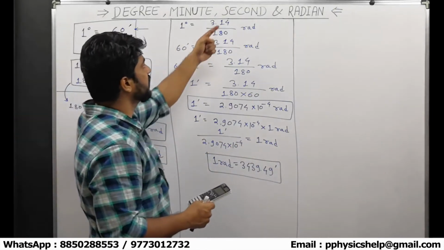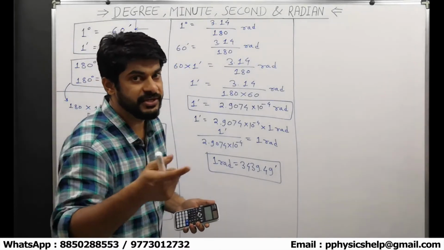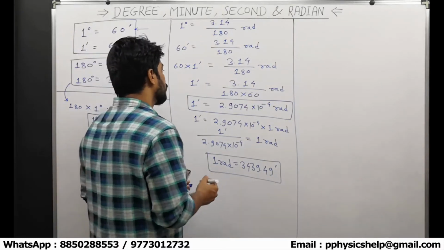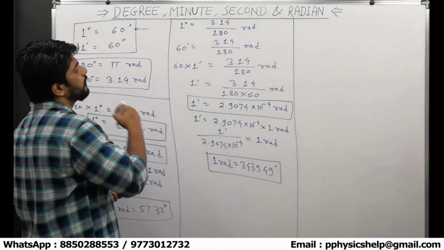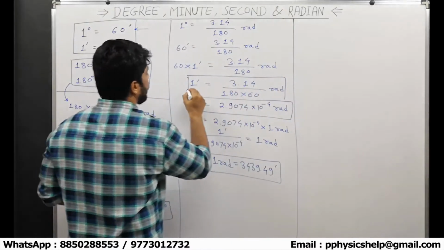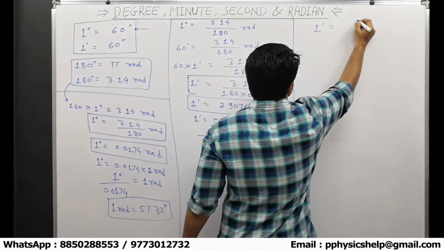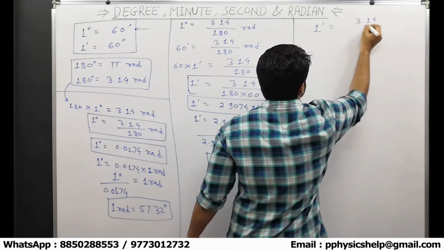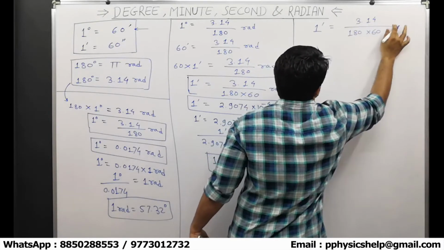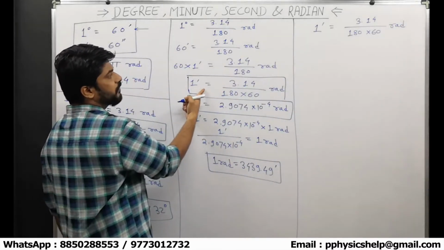Now we move to the last one, that is the second. I will find out 1 second equal to how many radians and 1 radian equal to how many seconds. So let's see what we can do. For this I will use this equation right here. So over here 1 minute is equal to 3.14 divided by 180 into 60, all in radian. You can check here, same equation I have used.